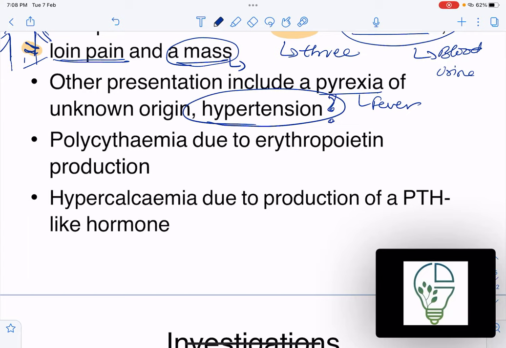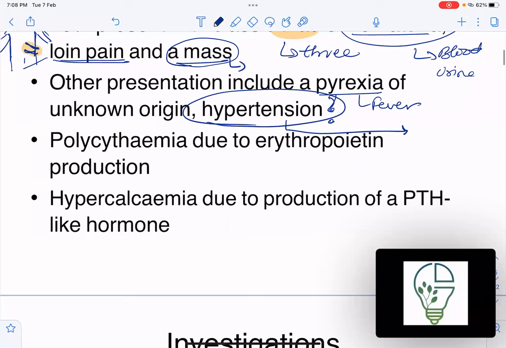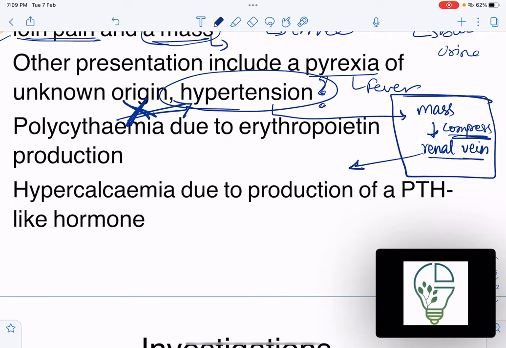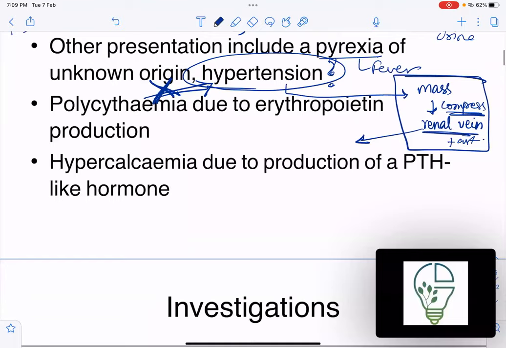So when we talk about hypertension, the reason is that the mass will end up compressing the renal vein. When it compresses the renal vein, no matter what medication we give the patient to treat the hypertension, it will not work. Meaning the hypertension will not resolve. Any antihypertensive medication you give to the patient will not resolve it. So this is an indication that there's something wrong in the pathology itself. So when the mass compresses the renal vein, the hypertension is due to the renal vein and artery themselves being compressed. Okay, now we have polycythemia.